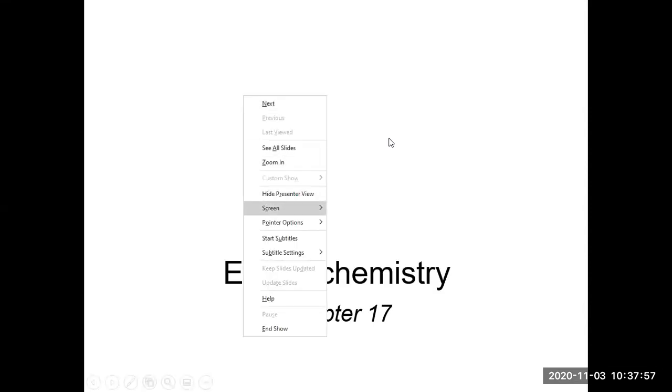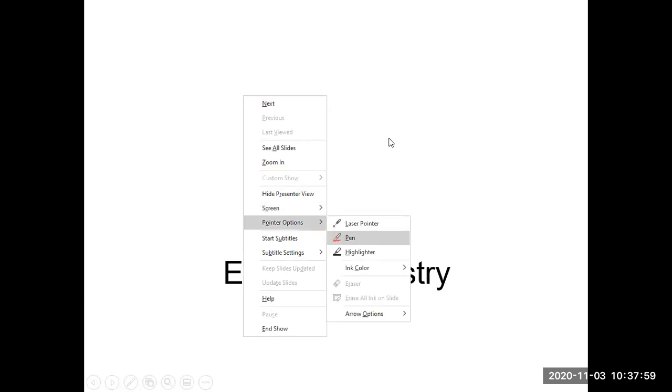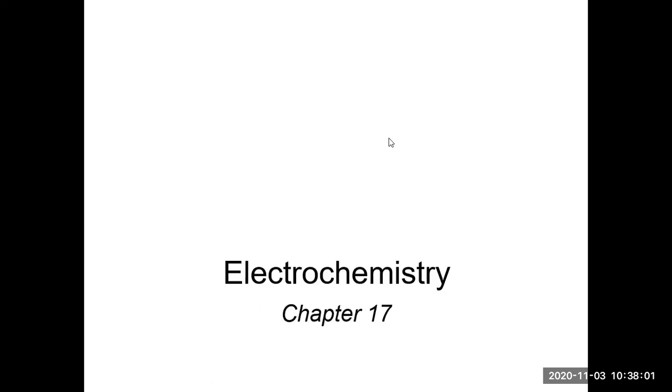Okay, so we're off to chapter 17, which is electrochemistry. So in this chapter, we're really going to talk about galvanic cells and some electrochemistry with that.